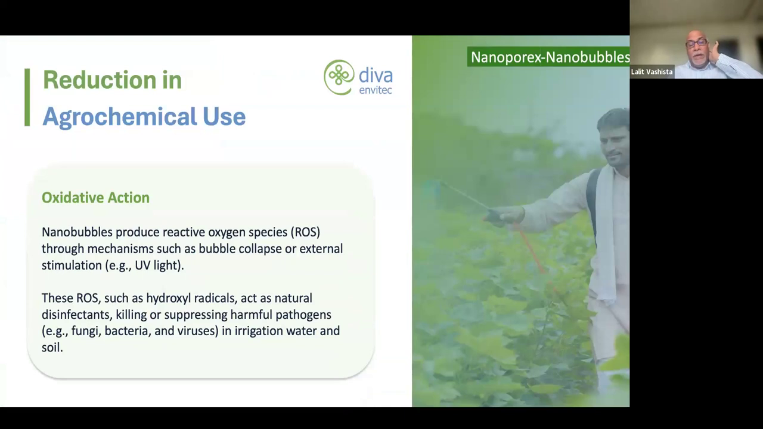Agrochemical use. Now, a lot of fertilizers are being used these days. Nanobubbles produce reactive oxygen species through mechanisms such as bubble collapse, external stimulation, and UV light. The moment the UV light from the sun comes in contact with this irrigation water, it creates further species which are oxidizing. And these act as natural disinfectants. So the agrochemical use is reduced. These natural disinfectants created around the plant kill and suppress harmful pathogens.